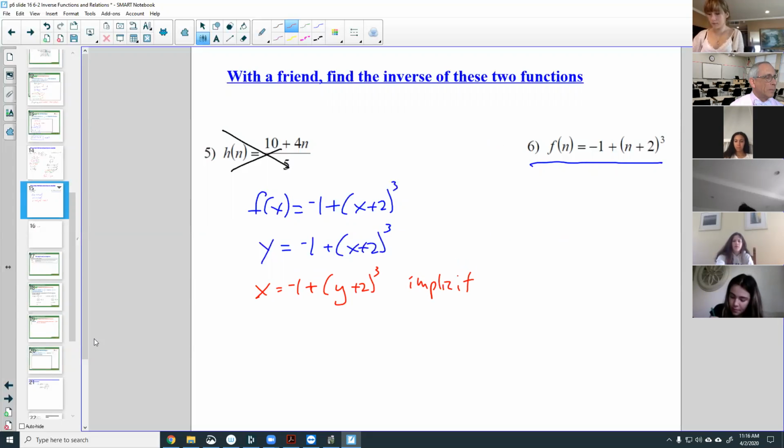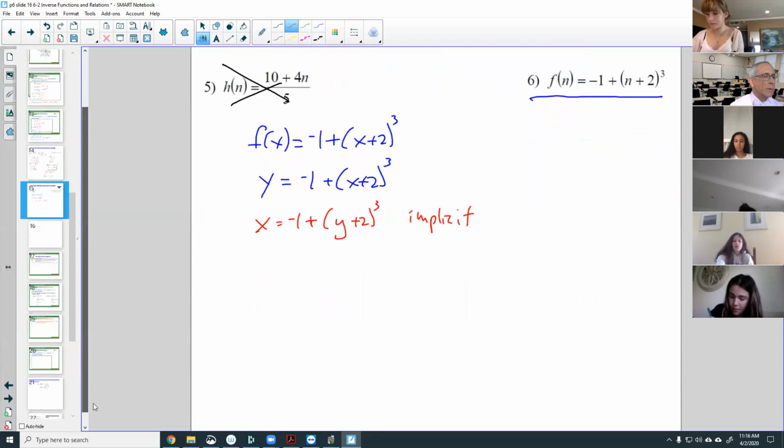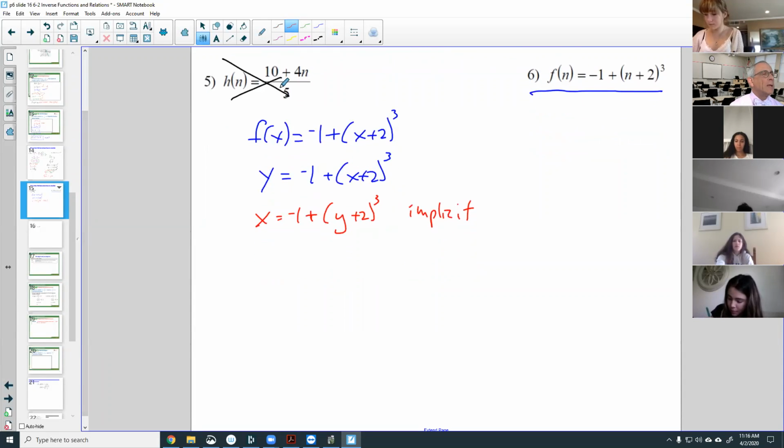So let's go down a little bit, right? So now I need to solve for y. If I need to get y all by itself, the first thing I'm going to do is get rid of the stuff that has nothing to do with y, which is this -1 here. So I'm going to go +1 on both sides of the equation. So I have x plus 1 is equal to y plus 2 cubed.